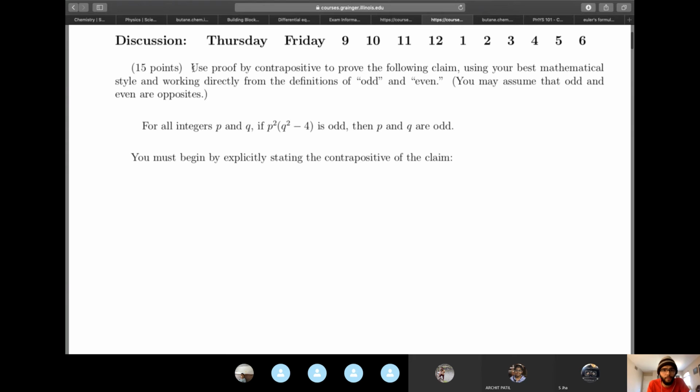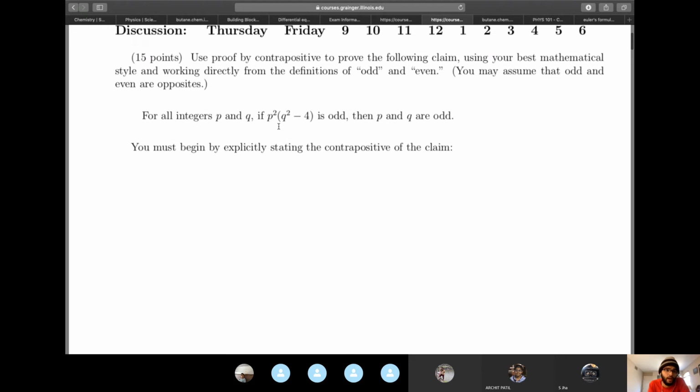Use proof by contrapositive to prove the following claim using your best mathematical style and working directly from the definitions of odd and even. You may assume that odd and even are opposites. For all integers p and q, if p squared times q squared minus 4 is odd, then p and q are odd. You must begin by explicitly stating the contrapositive of the claim. Okay, what is the meaning of contrapositive?